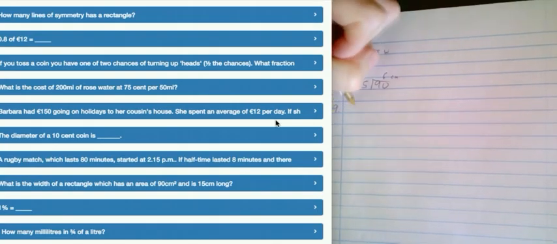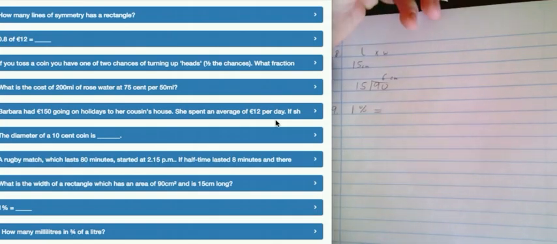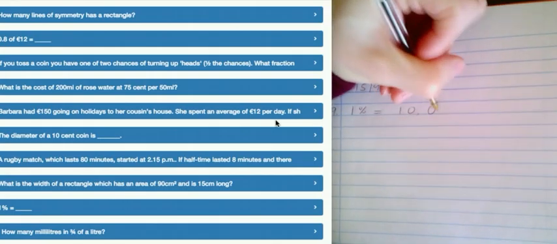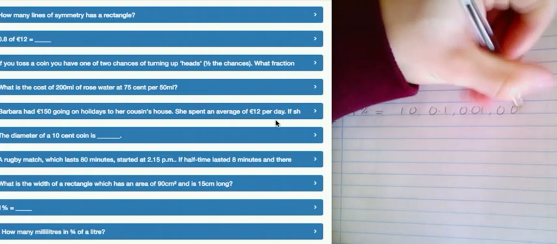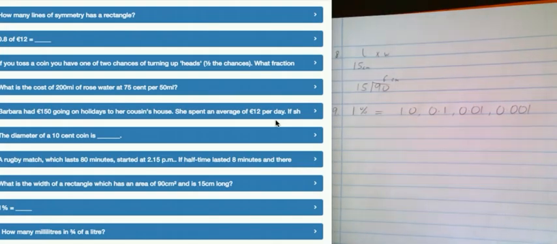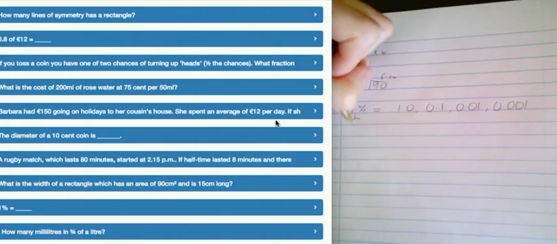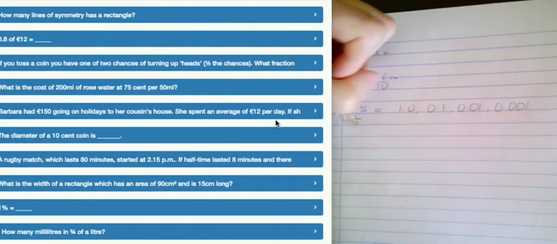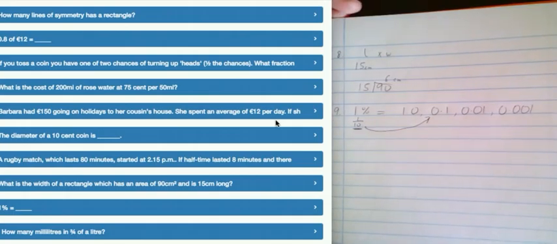Number 9, 1% equals. So there are lots of different options here. Is 1% the same as 1.0? Is it the same as 0.1? Is it the same as 0.01? Or is it the same as 0.001? What is 1% the same as? Well, the maximum percent you can have is 100%. 1% is the same as 1/10. Okay, and 1/10 we know as a fraction is the same as 0.1 decimal. So 1% is the same as 0.1.